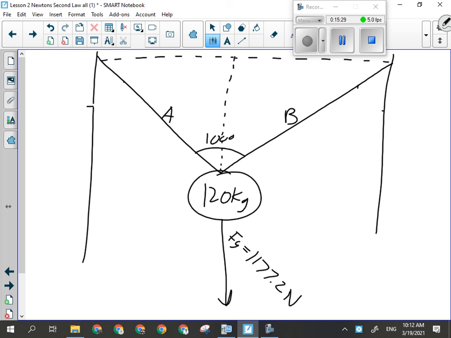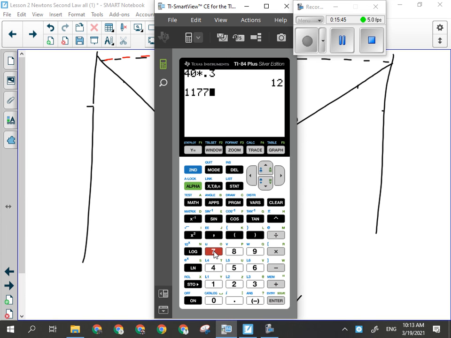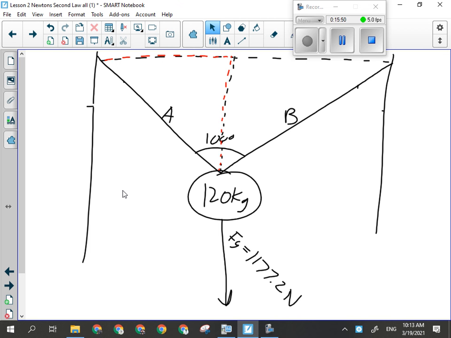Does everyone follow me there? So when I drew this triangle, what I really should have drawn was a red triangle and a black triangle, and made each one of them have a vertical component that was half of this number. So I got 1177.2 divided by 2, which is 588.6 as the vertical component of my tension. Now that I know that, what's this angle? 50. That's the other thing I've got to split in half.